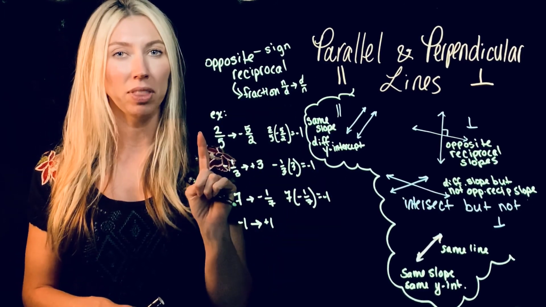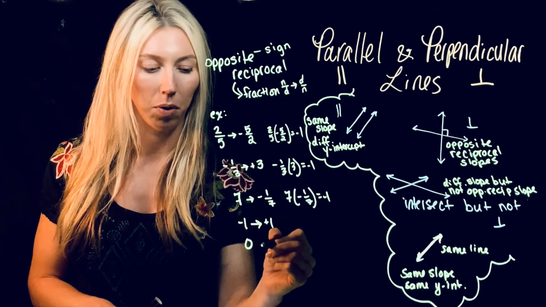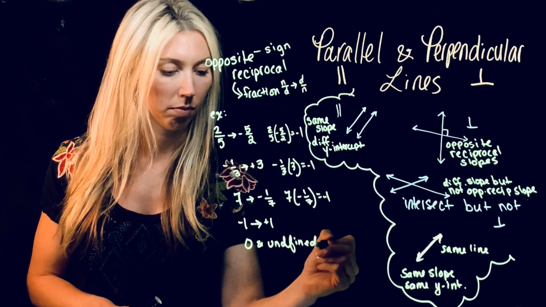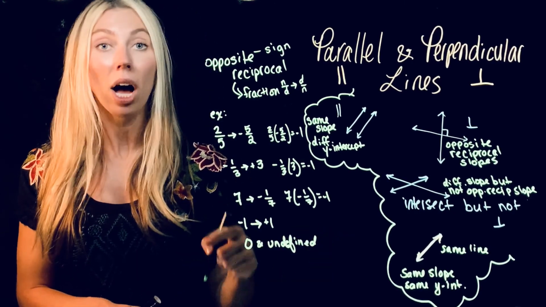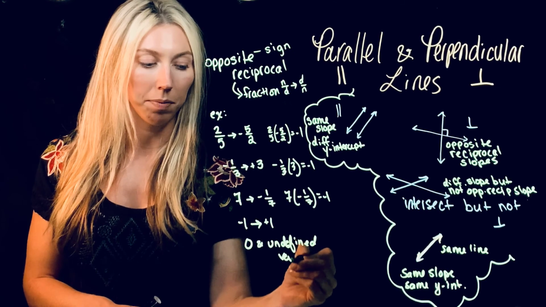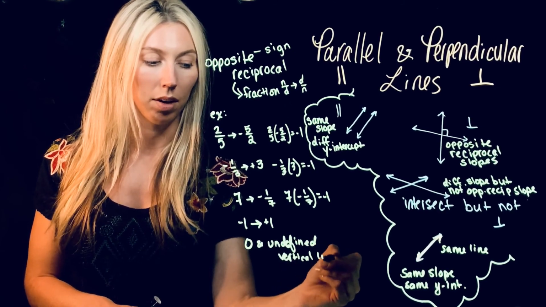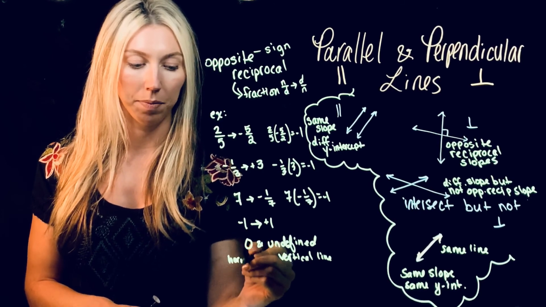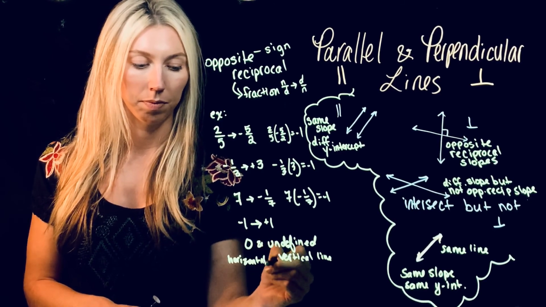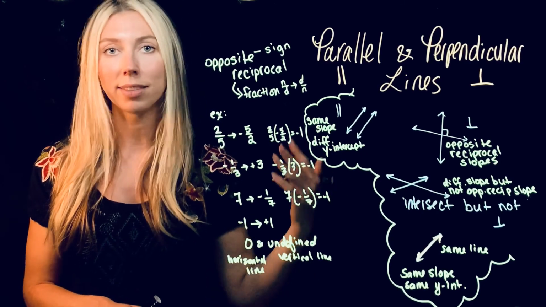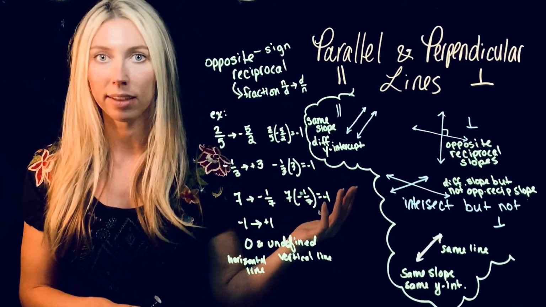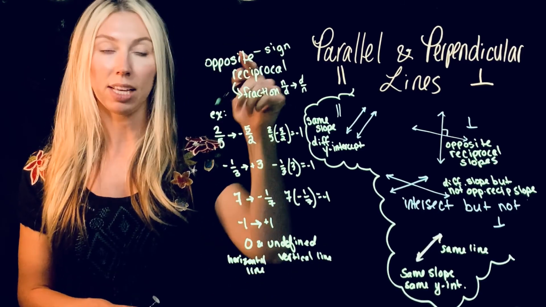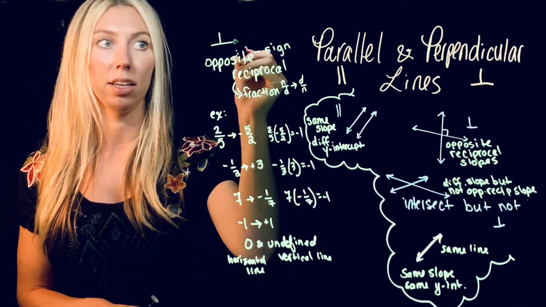And then the other one that's a little bit tricky is 0 and undefined. Sorry, I missed an E. So undefined is, remember, a vertical line. A vertical line has an undefined slope, and 0 is a horizontal line. So a horizontal line and a vertical line are automatically perpendicular to each other. So all of this opposite reciprocal, that's for perpendicular lines.